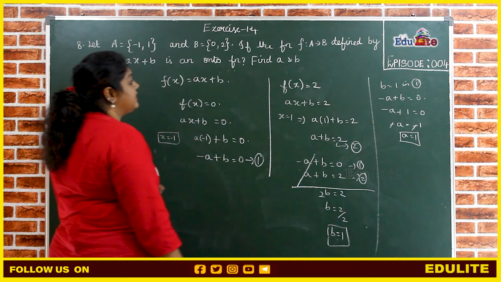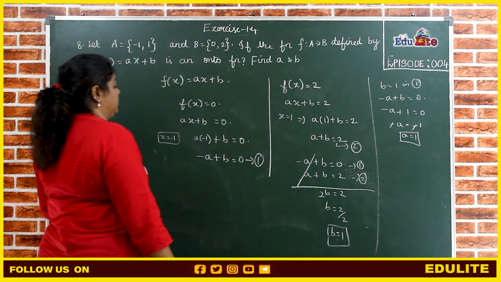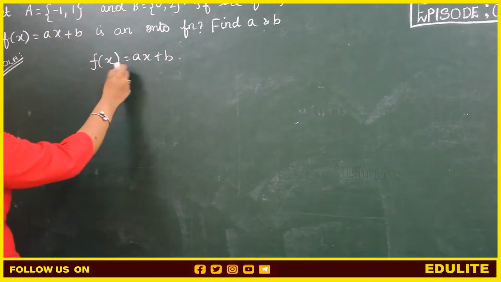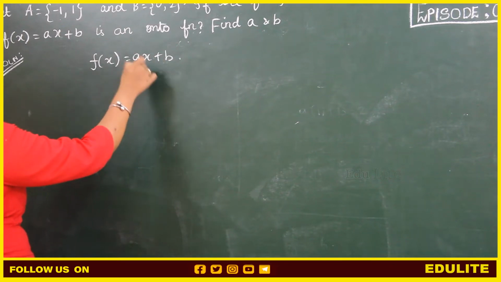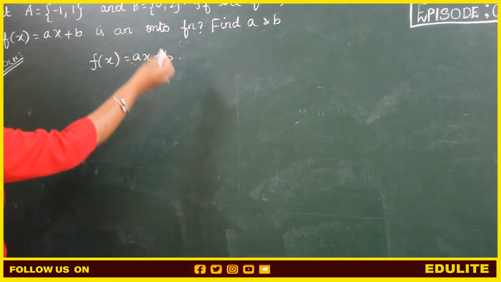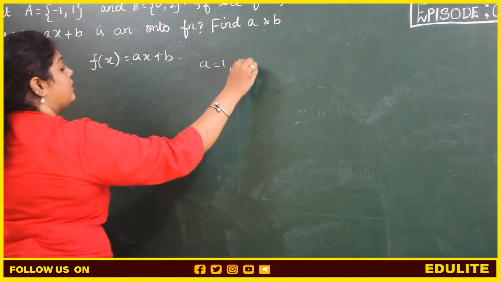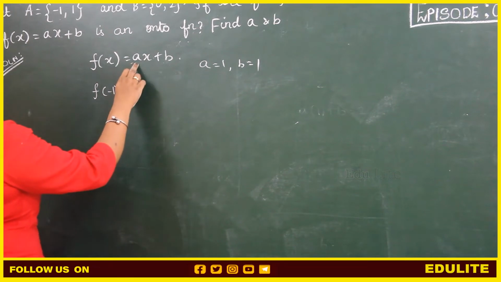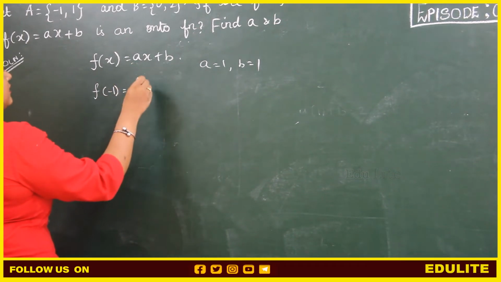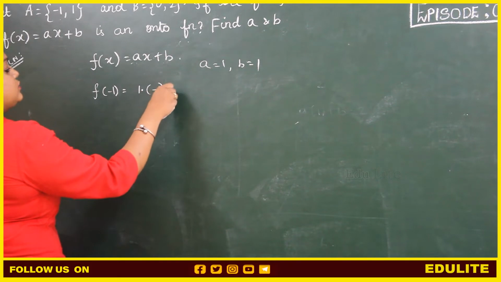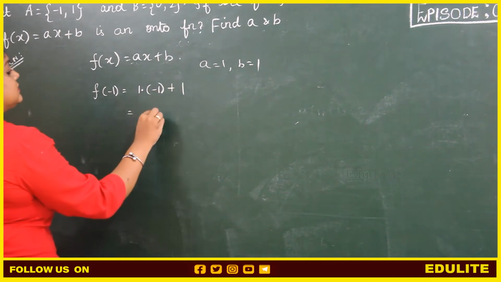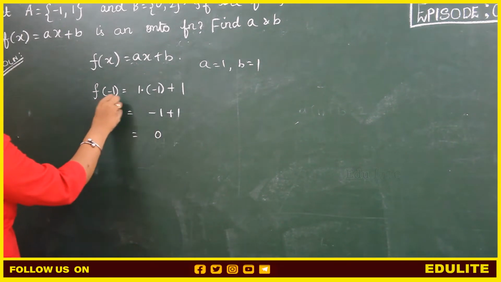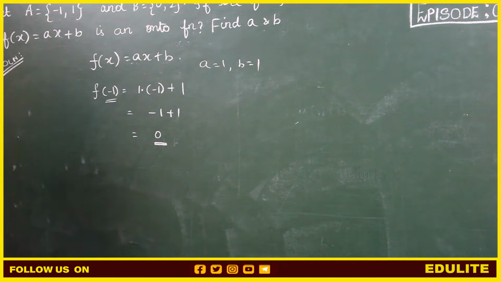Now, we will find whether it is an onto function or not. We will substitute the value of x here. We also know the values of a and b, so we will substitute them and see what value of y we get. A equals 1, b equals 1. So, first f of minus 1: the a value is 1, the x value we are taking as minus 1, plus b value, which is also 1. So, minus 1 plus 1 equals 0. So, the x value I took as minus 1 and the y value I got as 0.